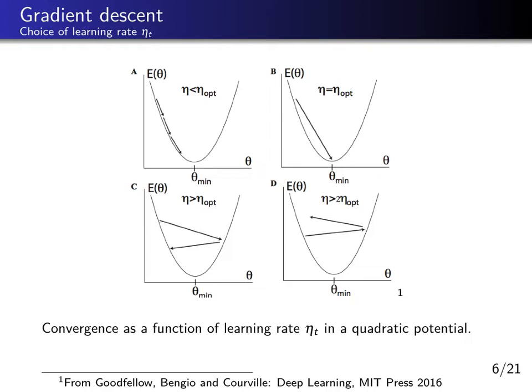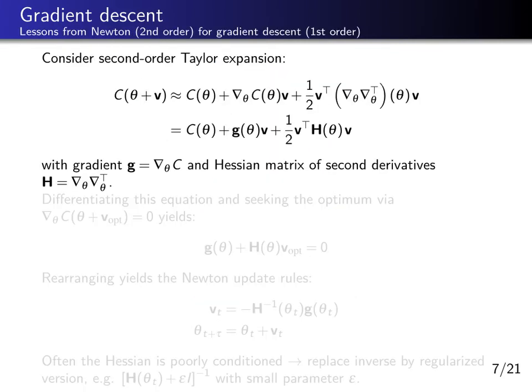Whereas in panel D, the learning rate is so large that we actually make a bigger and bigger step every time, and we eventually diverge. So we leave the minimum rather than going close to it. So what is the optimal learning rate? Well, before answering that, we will first consider a more general optimization method, namely a second-order optimization method, Newton's method.